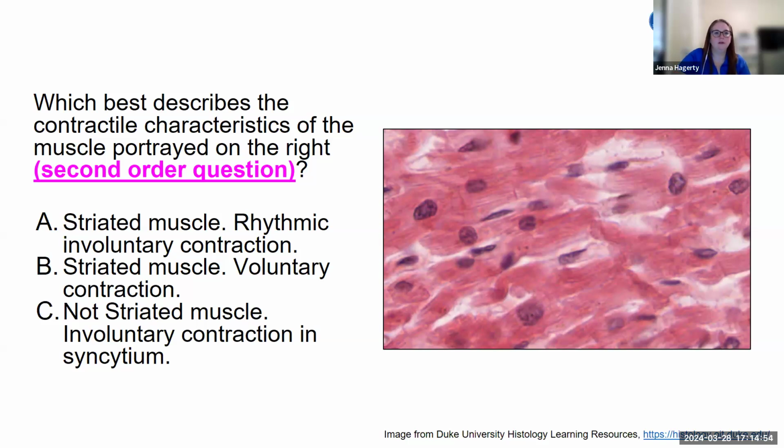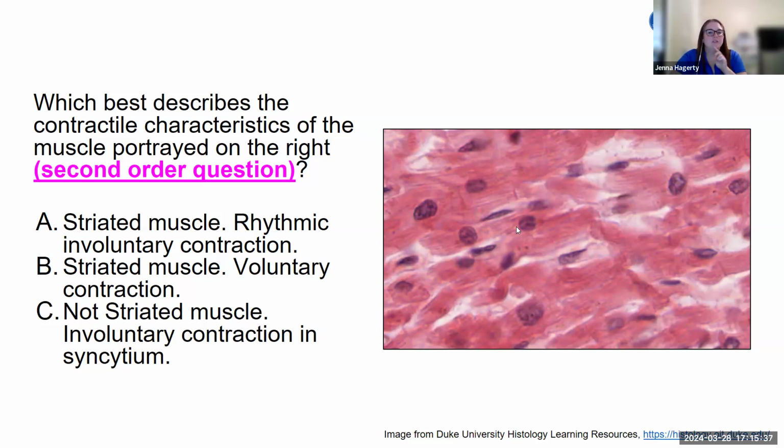Okay, so I am going to go ahead and end the poll here. So the majority of the group is answering choice A. Striated muscle, rhythmic, involuntary control. So going back to the question here, which best describes the contractile characteristics of the muscle portrayed to the right? I did mention this is a second order question. Being that this is a regional competition, we're going to ask more challenging questions. A second order question basically means I'm going to ask you a question where you have to identify what you are seeing first, and then, once you know what I am showing you, you'll have to answer that question.